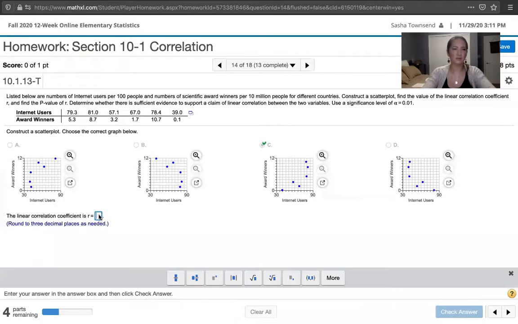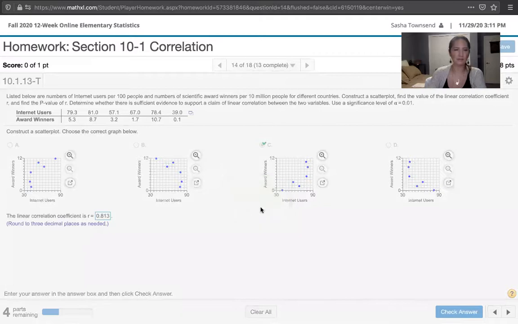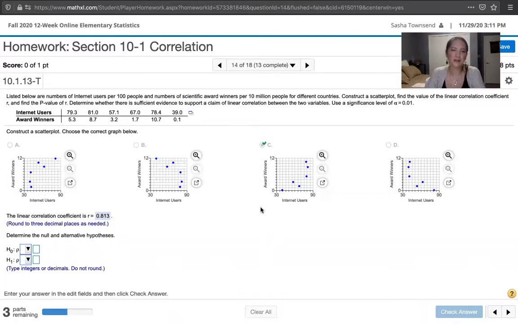Okay, so we want to type the linear correlation coefficient as 0.813. Rounding to 3 decimal places is needed. Great. And then we're asked to determine the null and alternative hypotheses. Now remember that rho is the linear correlation coefficient for the population. R is the linear correlation coefficient for our sample. So whenever we're looking for evidence of a correlation, the null hypothesis is always that there is no correlation, so that the linear correlation coefficient is equal to 0.